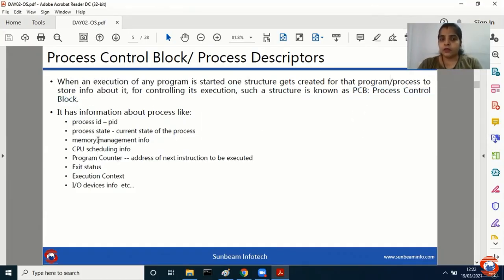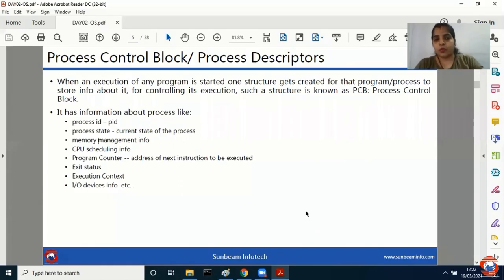Okay, now, so in short, if I'm saying I have created program.c, is it that program? Yes. Whenever I create a program, backend mein your operating system creates a block, creates a box, creates a structure to maintain the complete information about your process. PCB is process control block. What does it have? It will have a process ID, right?